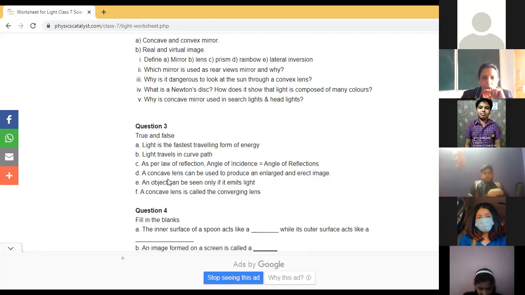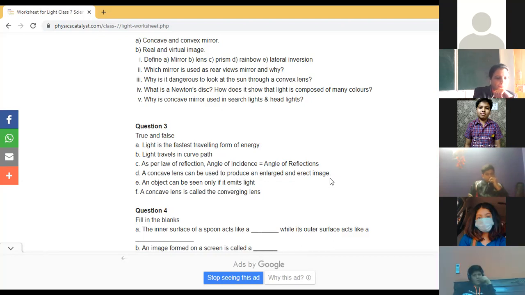Next, D part. A concave lens can be used to produce an enlarged and erect image. Is it true? Just take care of it. We are talking about the lens forming an enlarged and erect image. Yes, Mahi? True. Yes, it is true.